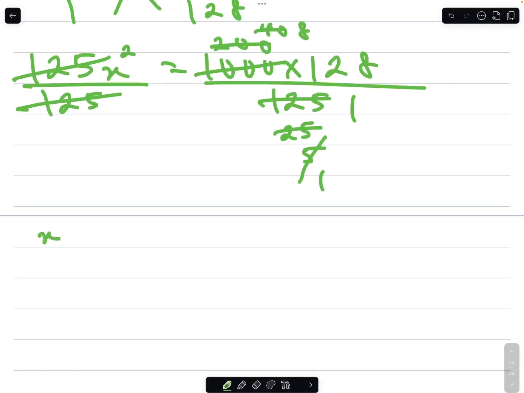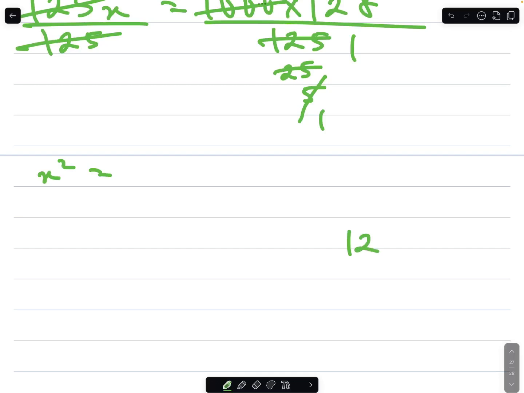So that means x squared equals what? 8 times 128. And what's that? Let's check it. 128 times 8. 8 times 8, 64.